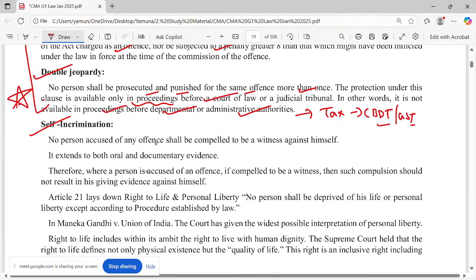No person accused of any offense shall be compelled to be a witness against himself. I can be a witness against myself by saying I have done wrong. In criminal cases, what they do is the judge asks for the final statement, whether it is compelled, for you to get satisfied, or whether you yourself are coming forward to admit it. If you admit it yourselves, that will be the last statement.